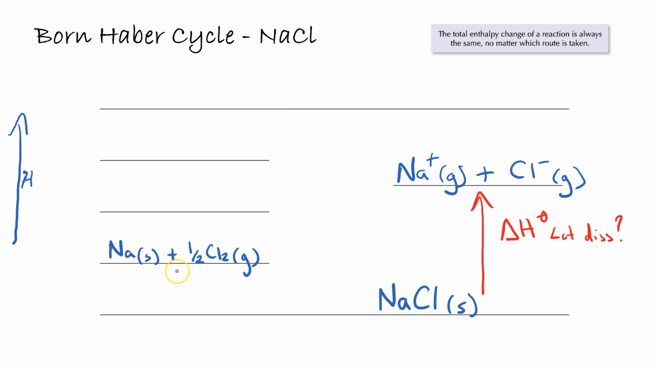I'm going to update this in green now. That's the enthalpy of formation there, and it has a value of minus 411 kilojoules per mole. So we now have our elements in the standard state, but I'm trying to get them into gaseous atoms and then gaseous ions. So the next thing I'm going to do is get my sodium, for no particular reason, into a gas, and I'm going to leave the half Cl2 alone.